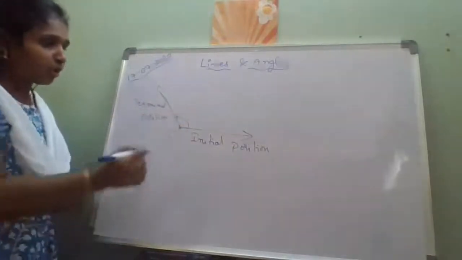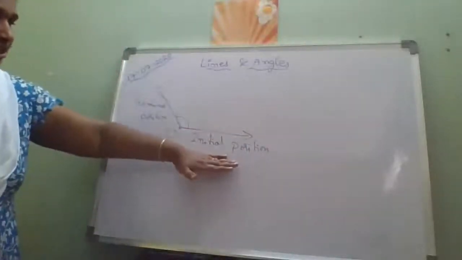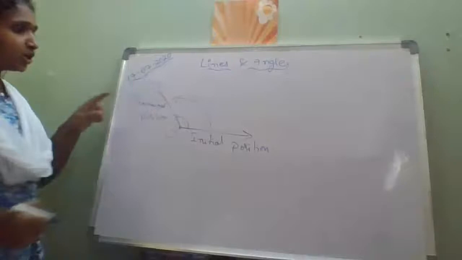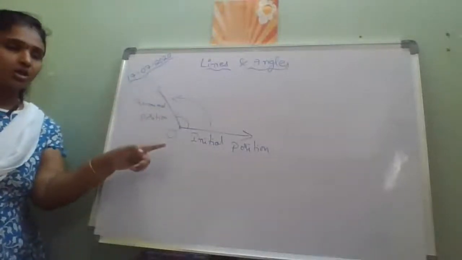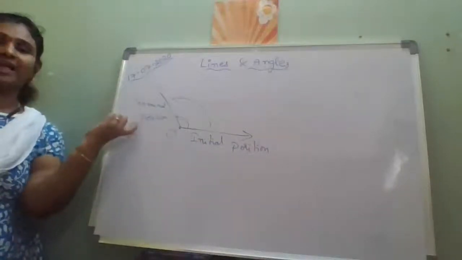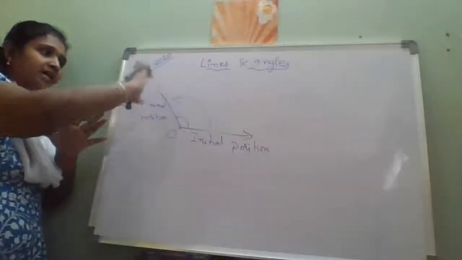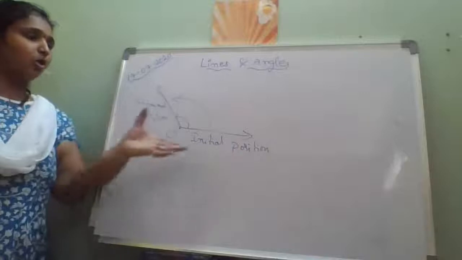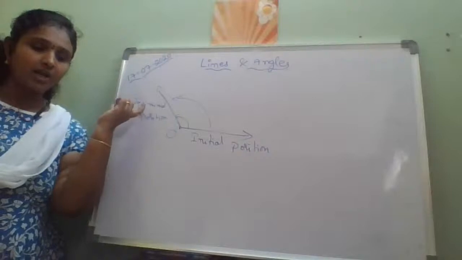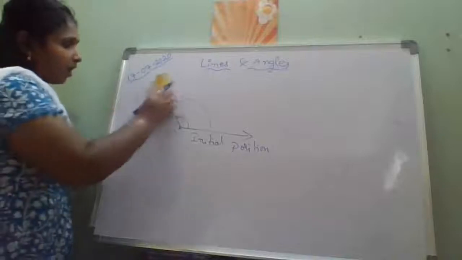See, this line is the initial stage. From this initial stage, the line moves like this, and you get a terminal position. This one is the initial position, and this one, the terminal, means the end position. So this line travels from here to here, then you get an angle. So the positions of an angle are the initial position and the terminal position.